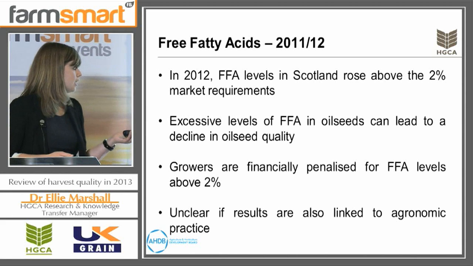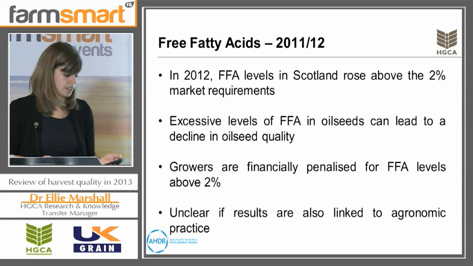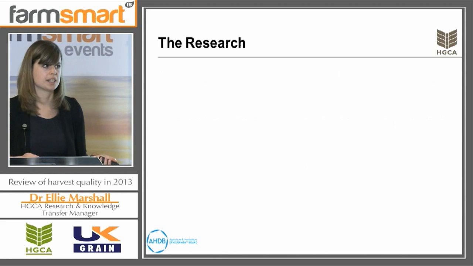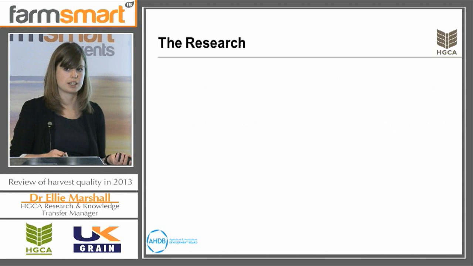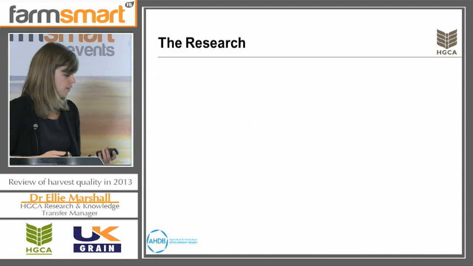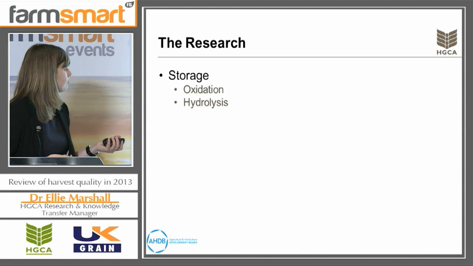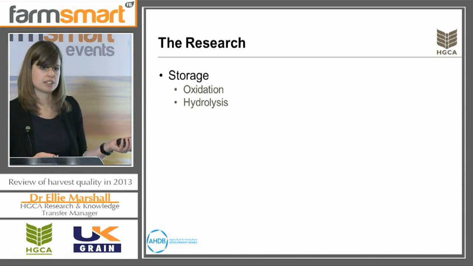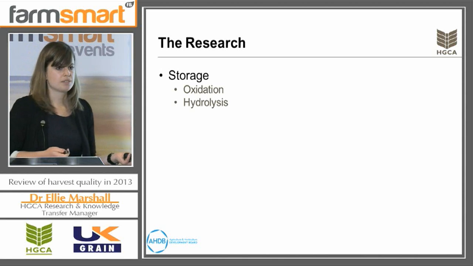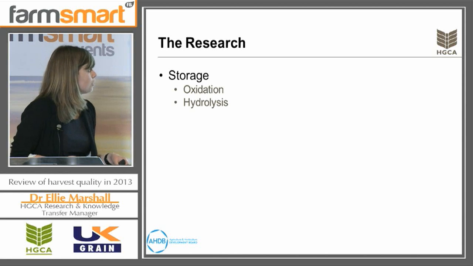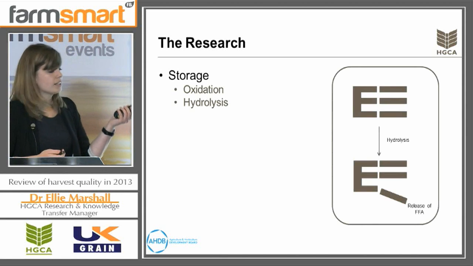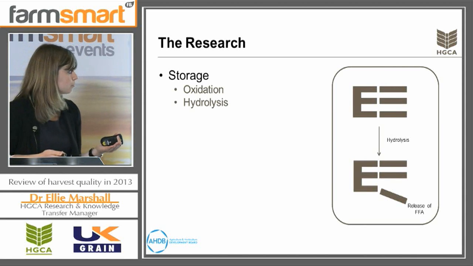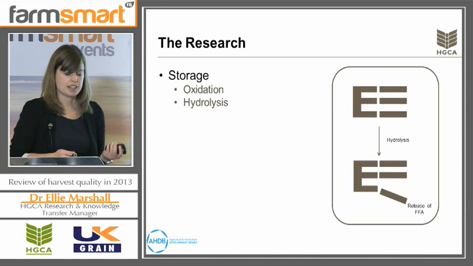At present, it was unclear whether the results were linked to agronomic practice. From research in the scientific literature, it was very limited, and most of the work had been done on Canadian varieties rather than UK. But there were some things we could get out of it. Firstly, storage seemed to be an important factor. Both oxidation and hydrolysis can cause an increase in free fatty acids. So hydrolysis is where an enzyme can attack the triglyceride, and these enzymes are present in molds, and it releases the free fatty acid.